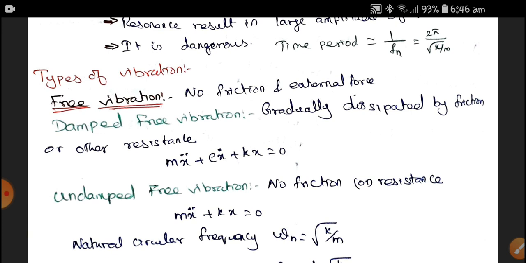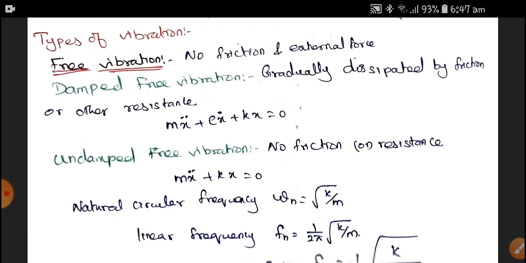Here first we are going to discuss free vibration. Free vibration and forced vibration come along with all three major classifications: linear, transverse, and torsional. In all of these we have free as well as forced vibration. First of all we are going to discuss free vibration. Free vibration means there is no friction and there is no external force.